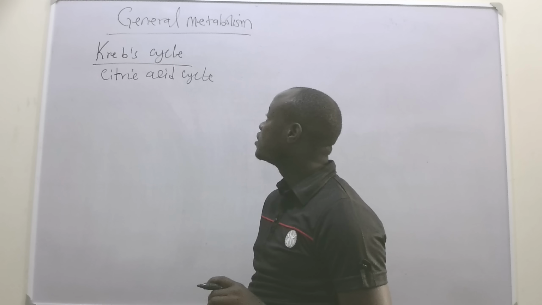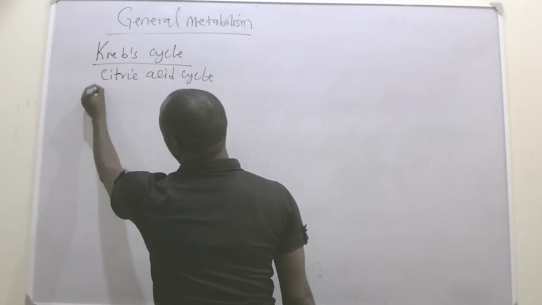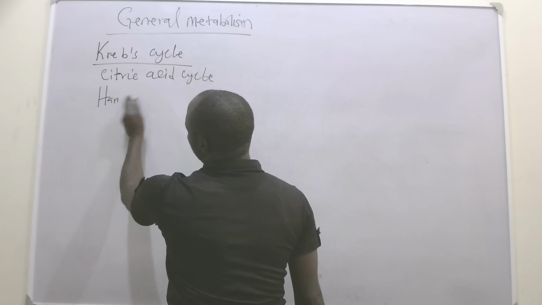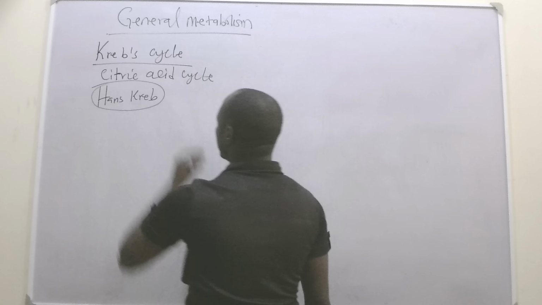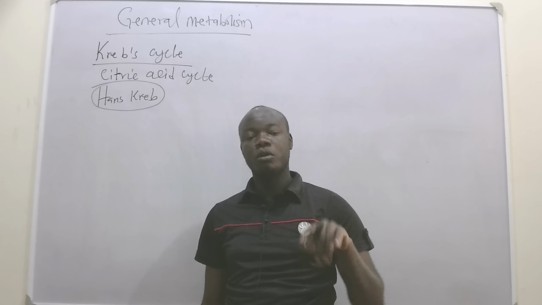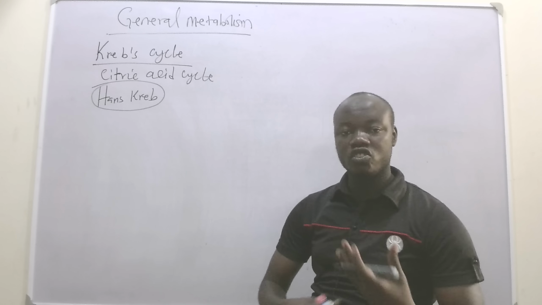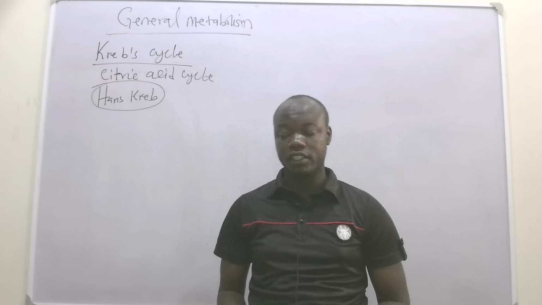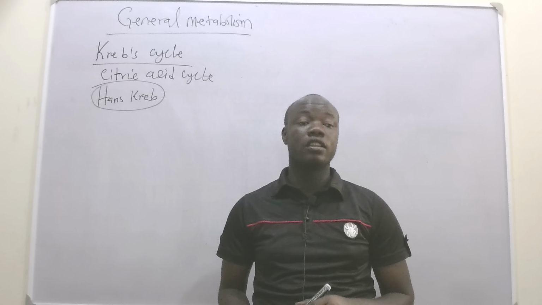And this cycle was actually discovered by a scientist called Hans Krebs. Hans Krebs is the name of the scientist that discovered or demonstrated the citric acid cycle. So the cycle is named after the scientist. And this citric acid cycle is a series of enzymatic reactions that take place in the mitochondrial matrix.